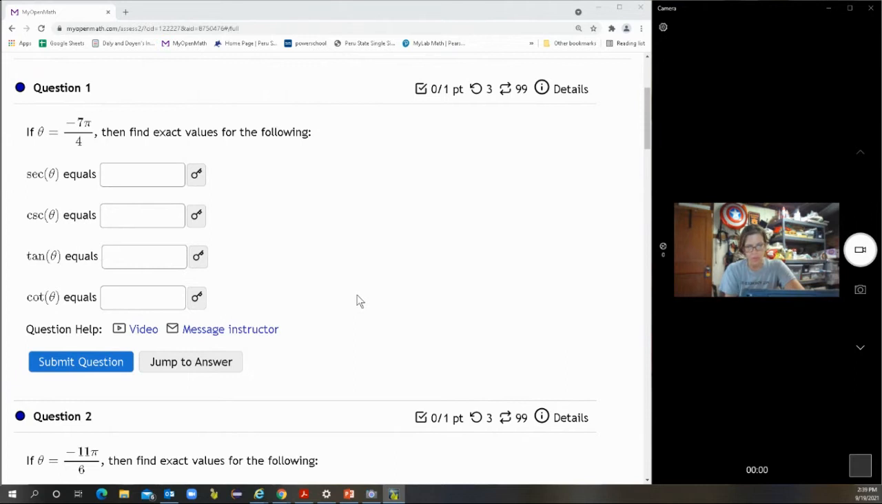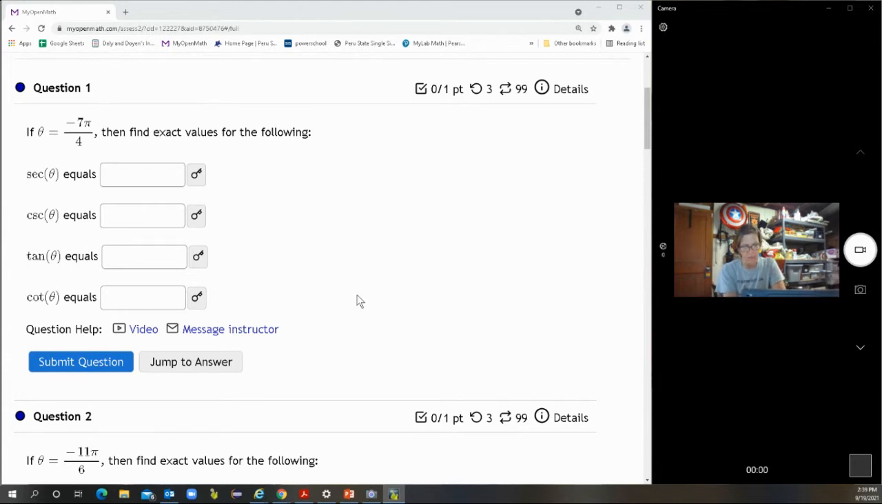So what we're going to do is first try to put this in standard form, where we put it on the XY axis. So what we want to do is get the initial side to be here, and we're going to figure out where the terminal side is.